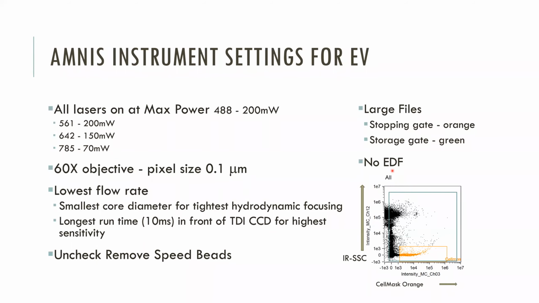We also run it without the extended depth of field. We tested this, that's another option in the AMNIS system, and we found that we really lost focus and weren't able to get a clear measurement of approximate size, which we're using as one of the criteria to determine what's an EV.